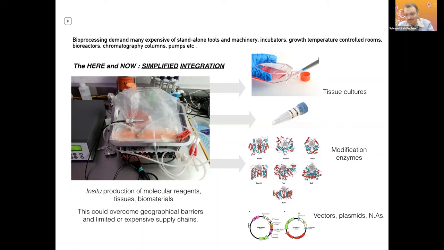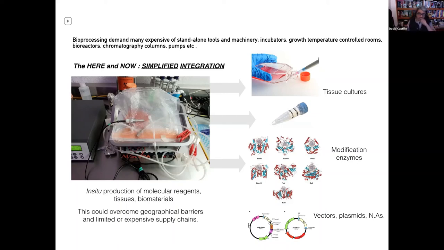Okay. And at this moment, here and now, we have a simplified integration of those very expensive machineries that include incubators, grow temperature, and the control rooms that normally you find in bioreactors that cost several thousands of dollars. The idea is that you have an in situ production of molecular reagent, tissues, and biomaterial, wherever you are, or in a low-cost environment. And this could overcome many geographical barriers and limited, expensive supply chains that most of the time in the lab would be suffered.